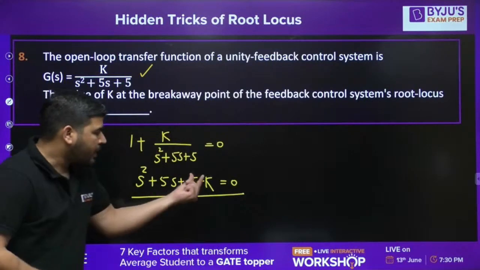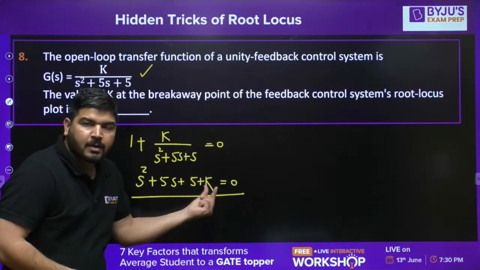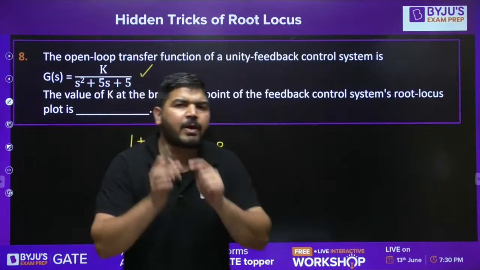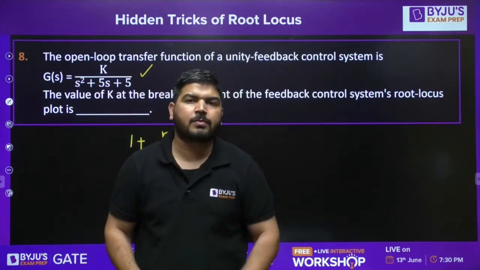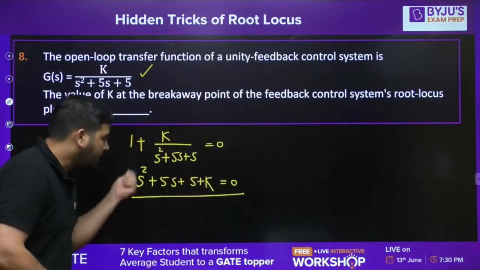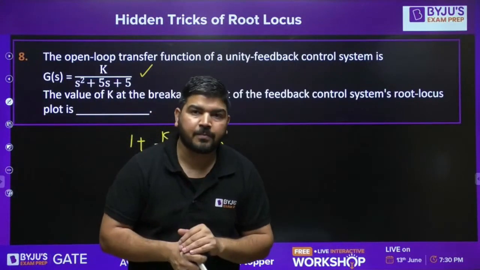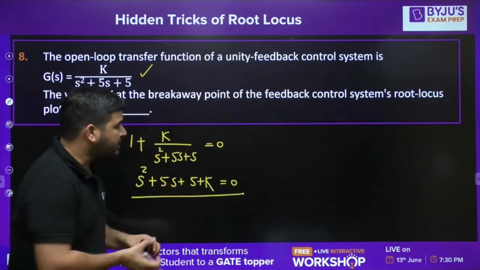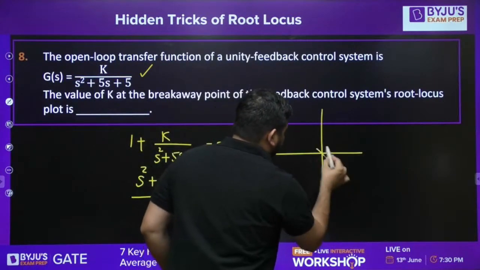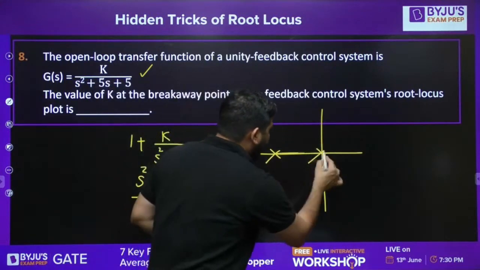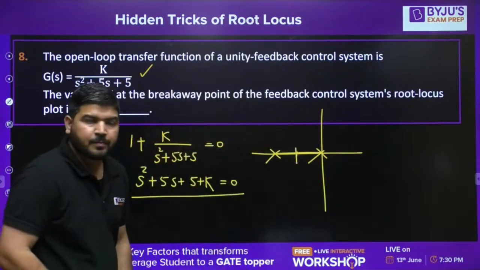Now, for what value of K does the breakaway point exist? At the breakaway point, remember, the roots of the equation must be equal. The roots have to be equal, because we know that at a breakaway point, let's say there is some breakaway point, both the roots have the same value.